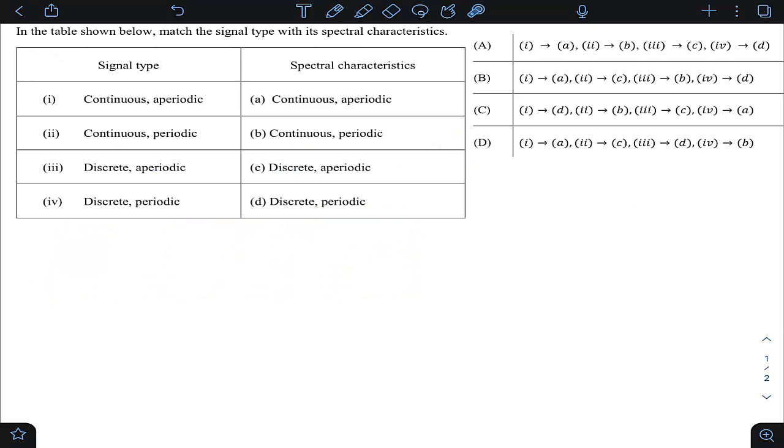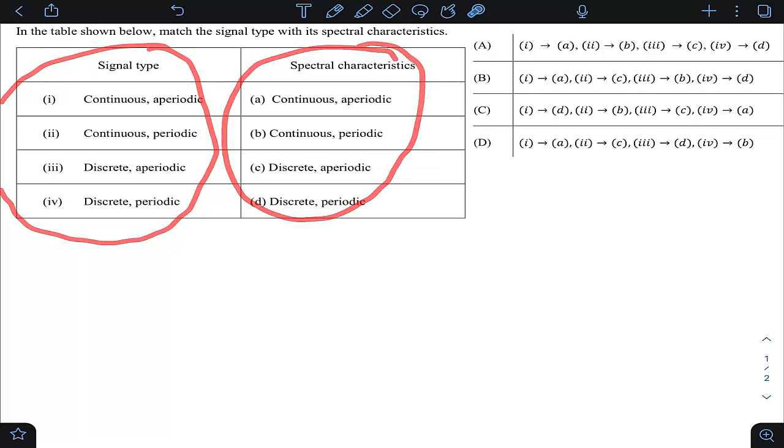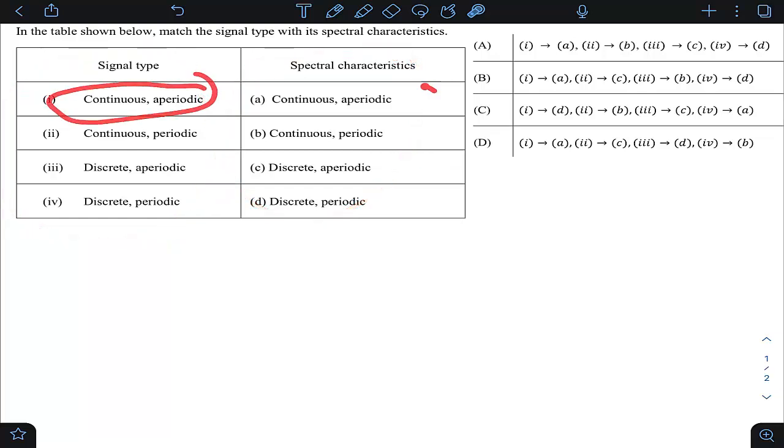This question is asked in GATE 23 of Electronics. This is from the Signals and Systems subject and related to the Fourier analysis topic. The question is, in the table shown below, match the signal type with its spectral characteristics. So this is what your time domain signals are and this is what your frequency domain signals are. What kind of time domain signal will be mapped to what kind of frequency domain signal? That is the way the question is framed.